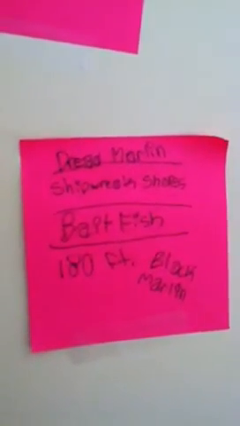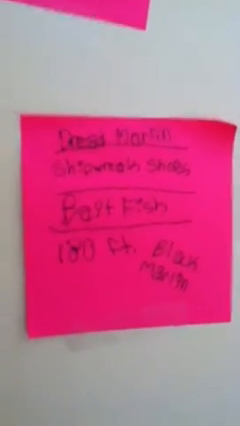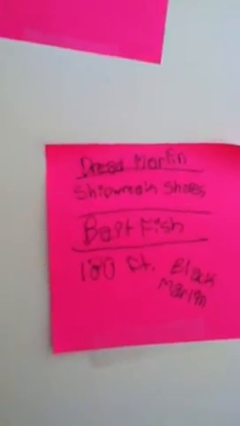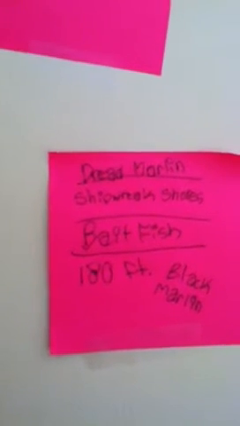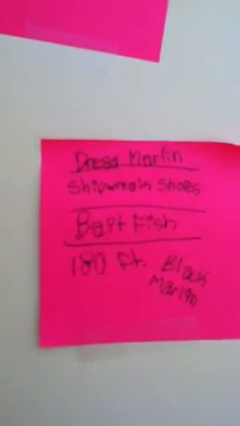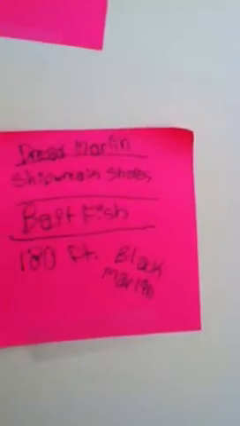Dread Marlin. I actually just heard about this one when I was scrolling on YouTube. On the Mega Guide, they do not have this fish, but some person posted that there's a fish called Dread Marlin at the Shipwreck Shores. You kind of have to buy a value pack to get Shipwreck Shores. Bait fish, 180 feet, and he's a black marlin. He probably does not come easily because he's a boss fish.